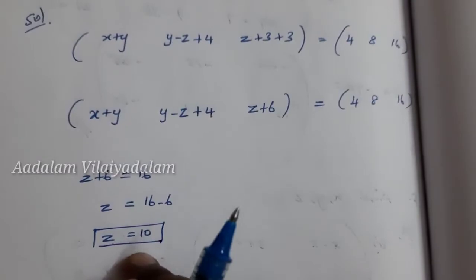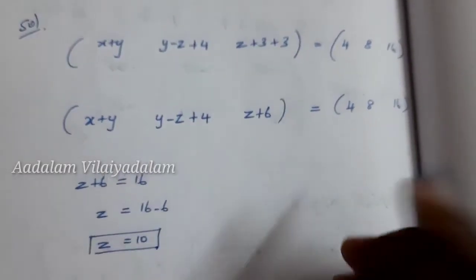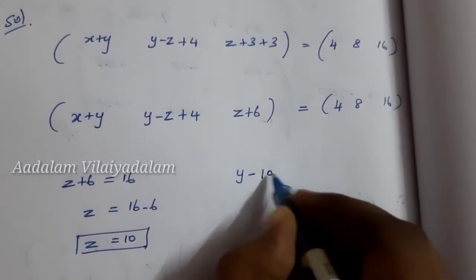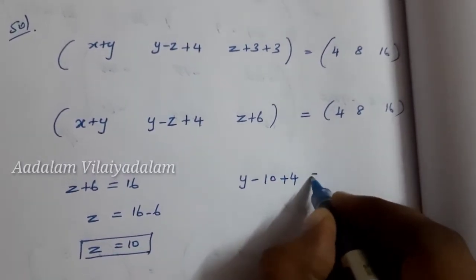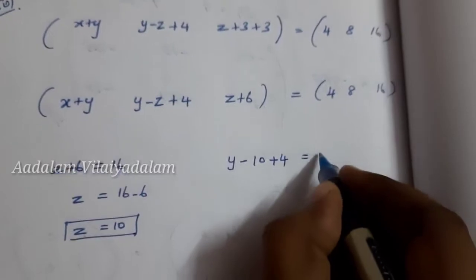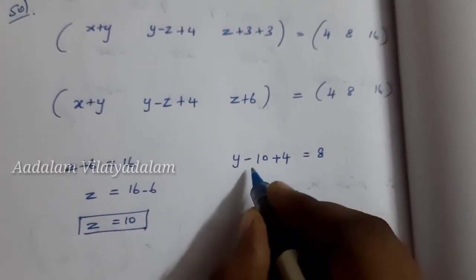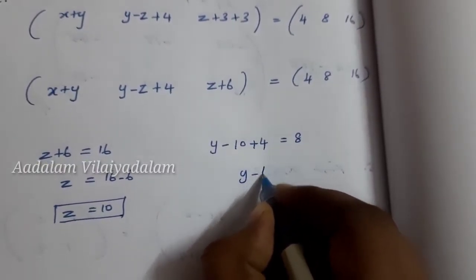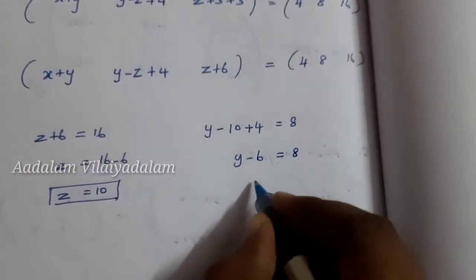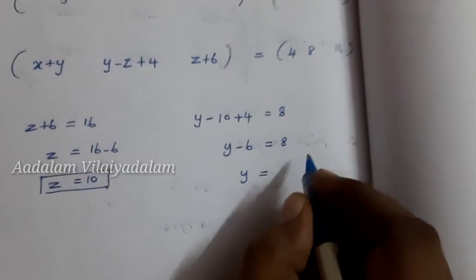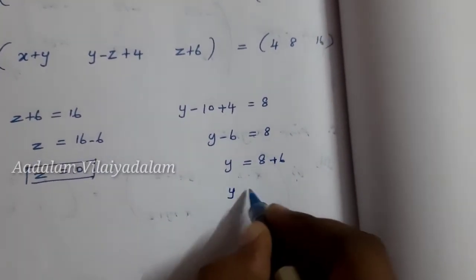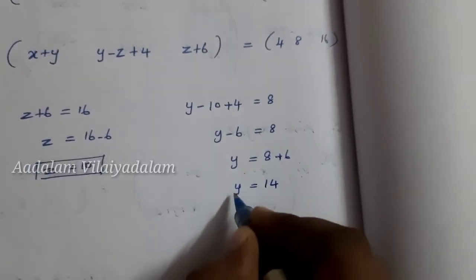Okay, we can substitute this value in the second equation. Therefore, y minus 10 plus 4 equal to the corresponding element, which is 8. Therefore, by subtraction of minus 10 plus 4, we get y minus 6 equal to 8. Then, by transposing, we get 8 plus 6. Therefore, y equal to 14.